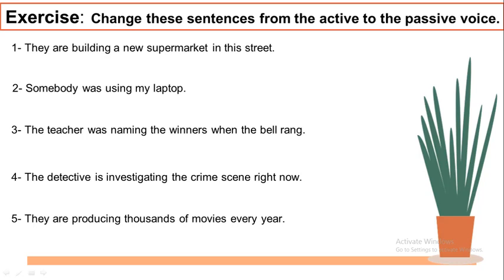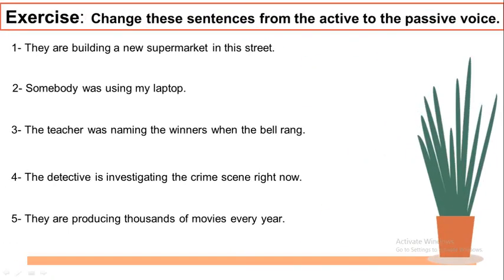Number 3. The teacher was naming the winners when the bell rang. Number 4. The detective is investigating the crime scene right now. And the last one, they are producing thousands of movies every year. Now remember that you should start by identifying the tense of each sentence and then use the form of the passive voice in order to change it from the active to the passive.